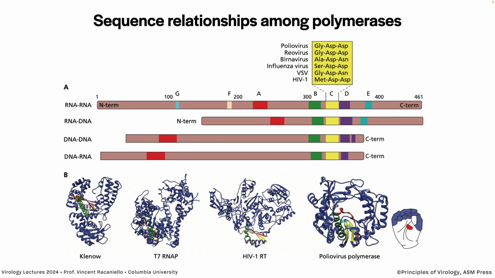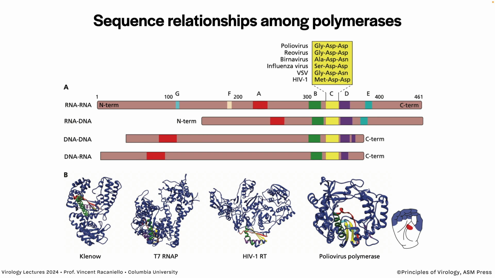The structures of many of these have been solved, and they all look very similar. They look like a right hand with fingers, thumb, and palm domains. The fingers and the thumb encircle the active site, which is in the palm domain, shown in that picture as a little red dot. And we'll explore that in a moment.